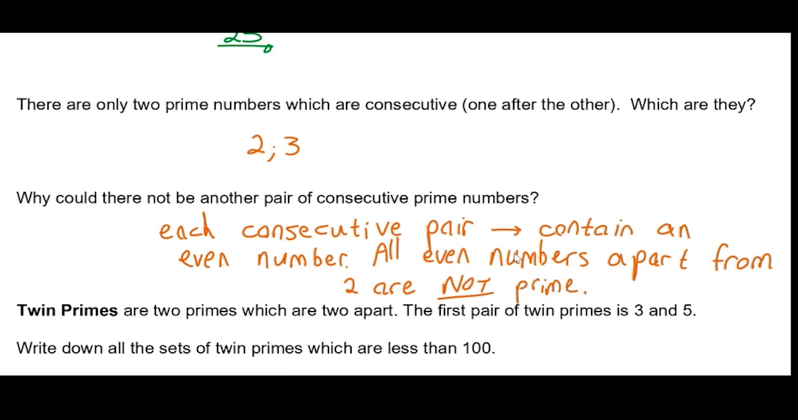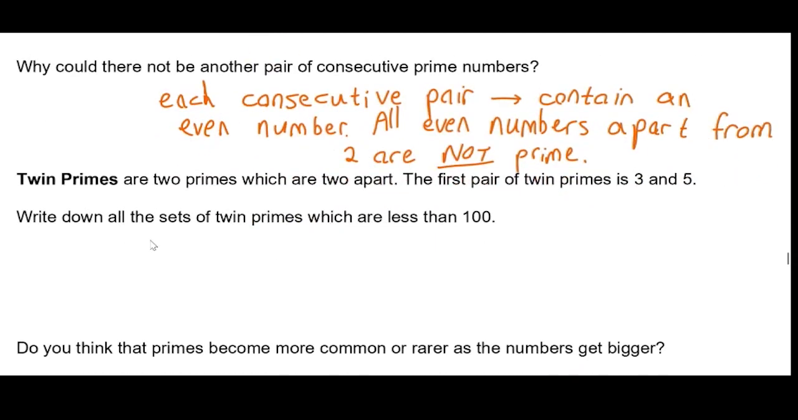Okay, right. Twin primes are 2 primes which are 2 apart. And there's quite a lot of these. The first pair of twin primes is 3 and 5. Let's see if we can write down the rest. All right, let's write down all of them. 3 and 5. 5 and 7.